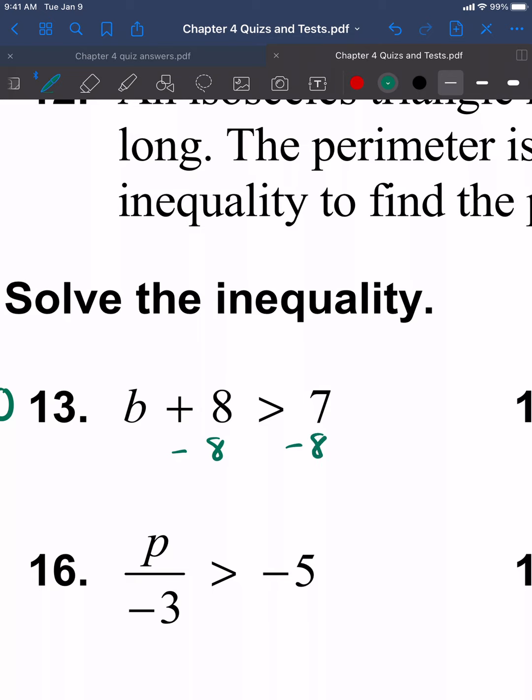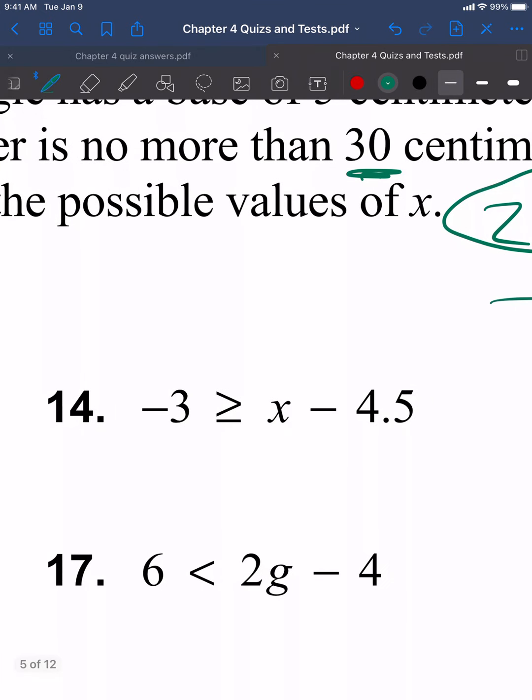Good job. 7 minus 8, negative 1. Very good. Is the variable by itself? Yeah. Am I done? Yep, that's your answer. Okay, everybody try 14 on your own. Something you need to be very careful of when doing these on your actual test is you need to watch for negatives. Number 14 is a good example of that.